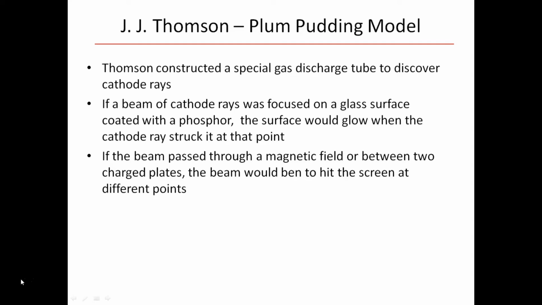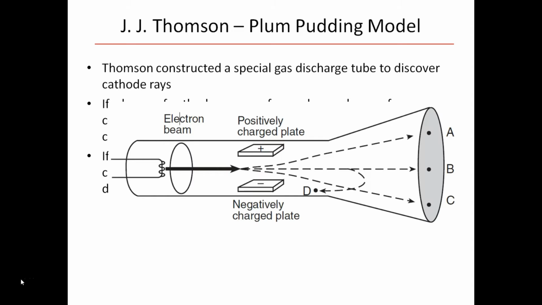After Dalton, Thomson started to look at the model, and he took some of the knowledge that they had at the time and used a gas discharge tube. This allowed him to shine a beam of particles at a glass surface, and whenever the beam hit the surface, it lit up. Then he passed this beam between two magnetic plates. We can see here in the diagram a sketch of what he did. He created a beam and had it strike the plates.